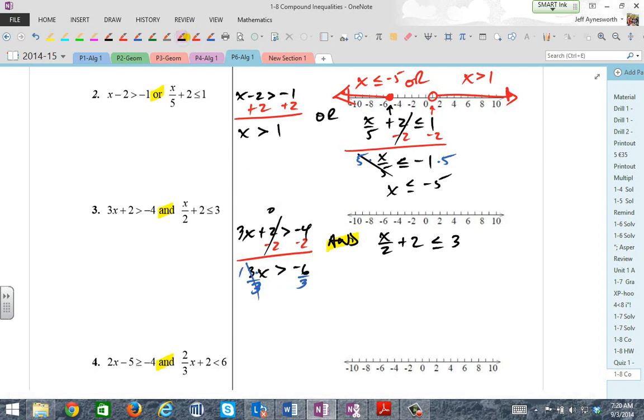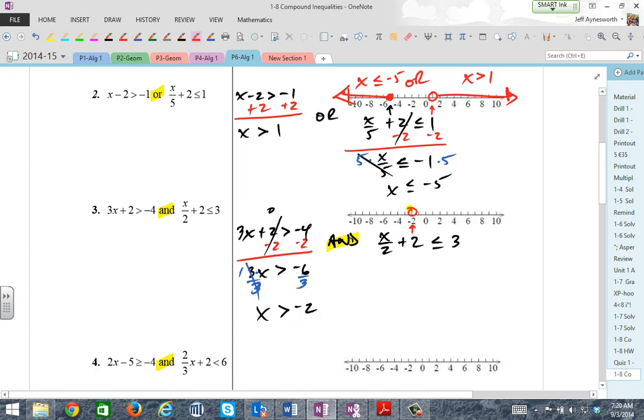You get x greater than -2. All right, when you graph this right here, it's open at -2, which is the reference point, and goes to the right.